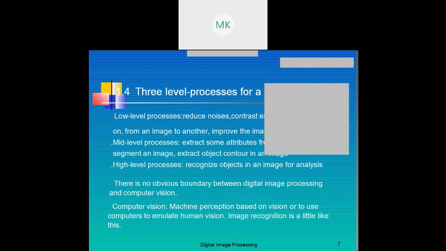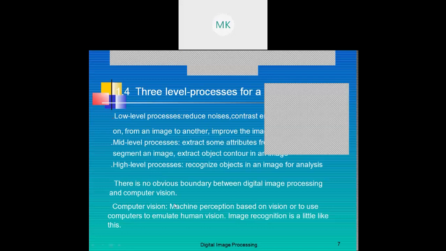So what is computer vision? In computer vision, machine perception is based on vision, or it uses computers to emulate human vision. Image recognition is a little like this. Again, we are going to differentiate between computer graphics and image processing.